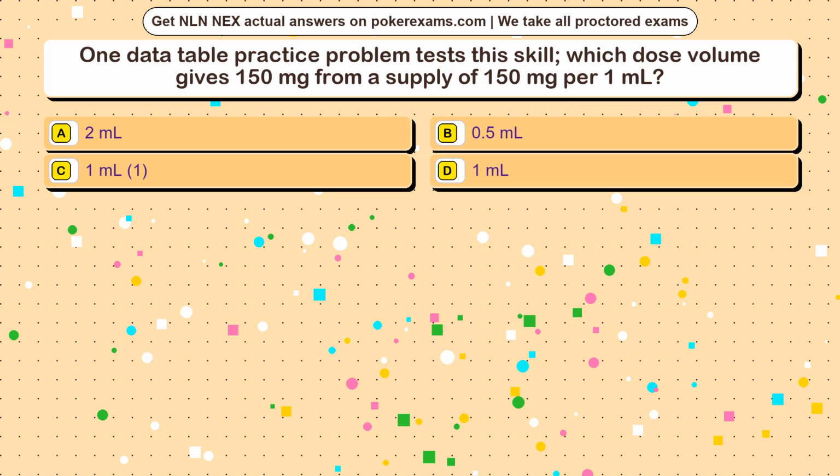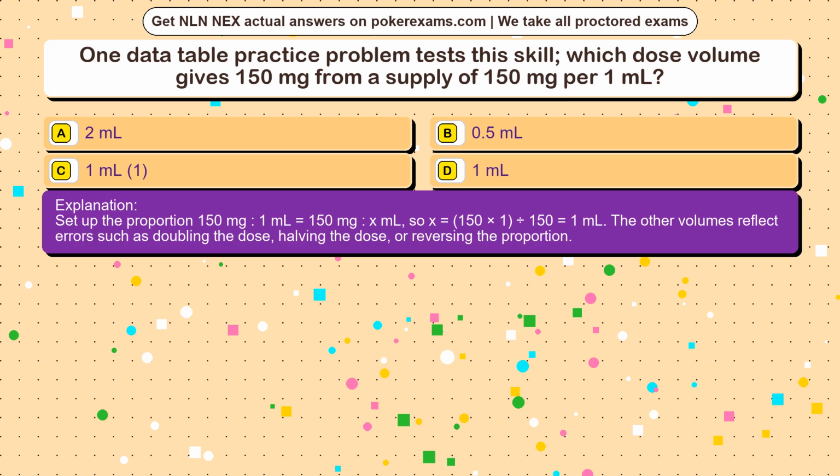The correct answer is option. Set up the proportion 150 mg, 1 ml equals 150 mg, x ml, so x equals 150 times 1 divided by 150 equals 1 ml. The other volumes reflect errors such as doubling the dose, halving the dose, or reversing the proportion.